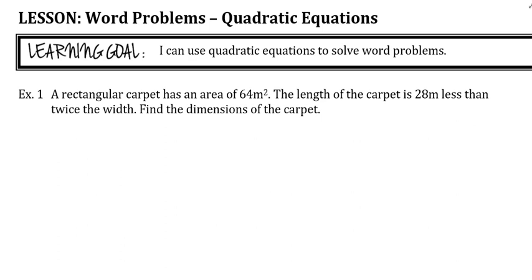Rectangular carpet has an area of 64 meters squared. Length of the carpet, 28 meters less than twice the width. Find the dimensions of the carpet. How do I start this question? Just in general. Let statements, right? Let statements. That's the easy one. Let statements.